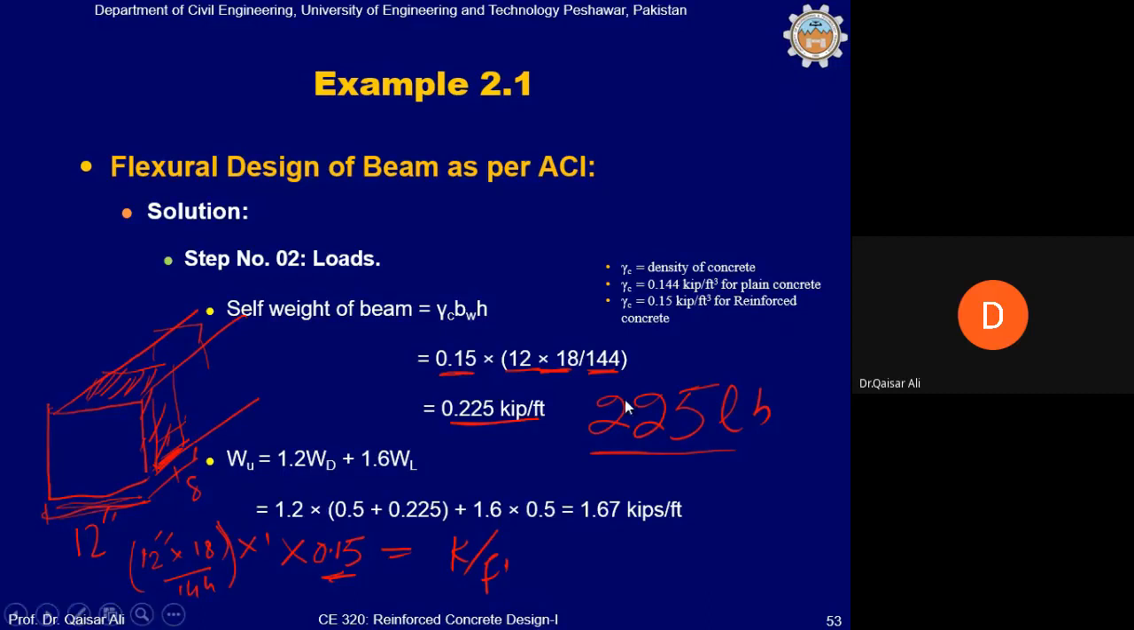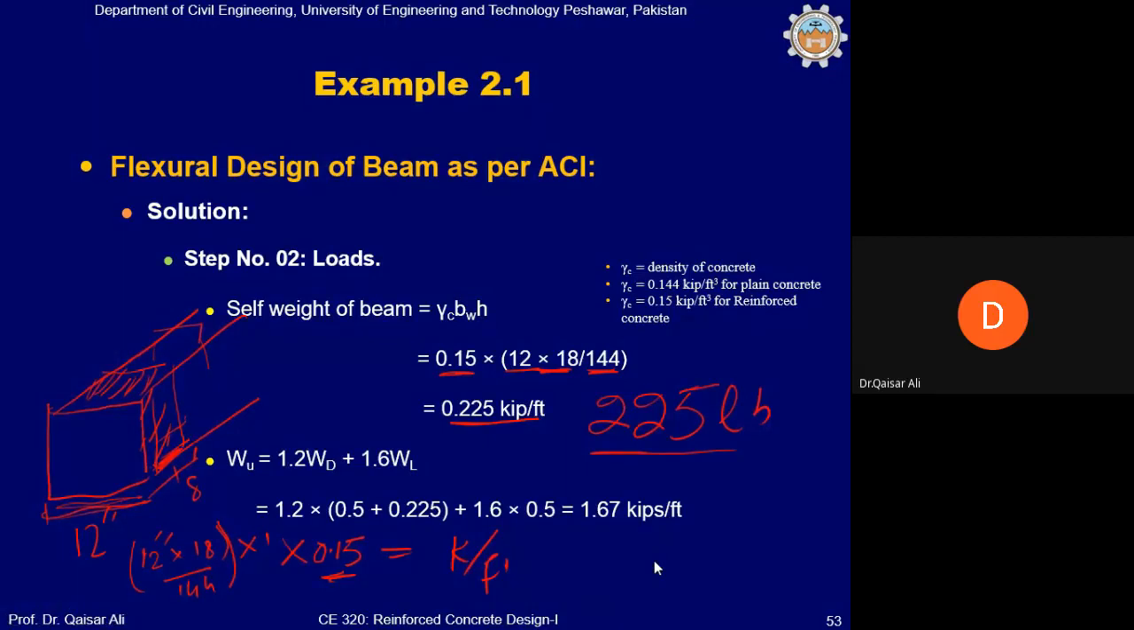Then we will amplify the loads as per the ACI code criteria of the strength design method. We have a dead load of 0.5 kip per foot, which is given in the statement of the problem. 0.225 is the self weight, and we add these two values and multiply with 1.2. We also have 0.5 kip per foot live load, which is multiplied with 1.6, and then you get WU, the ultimate load, which is 1.67 kip per foot.